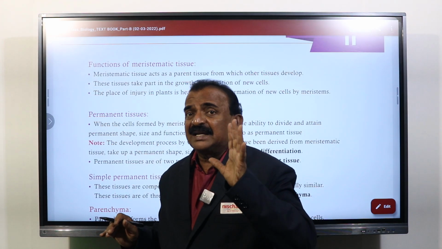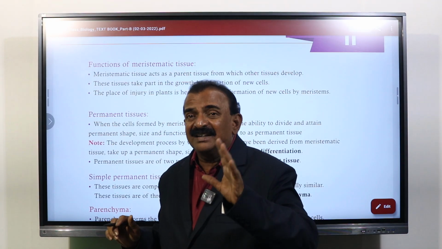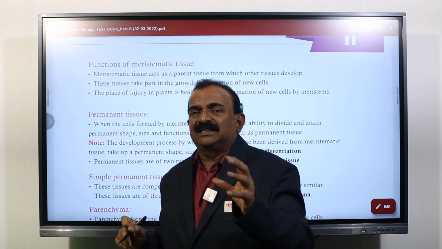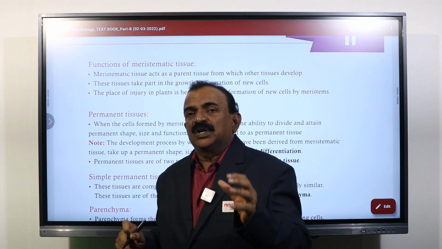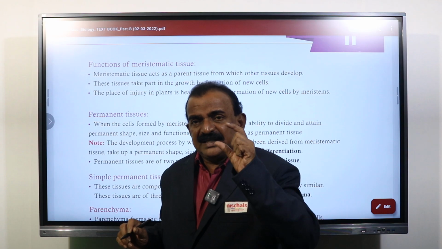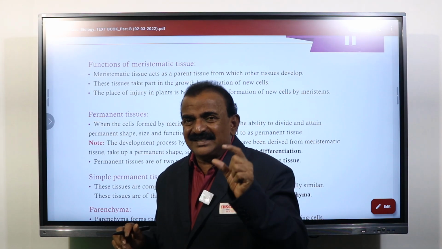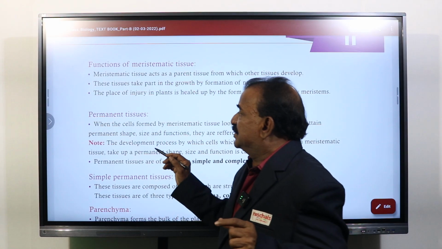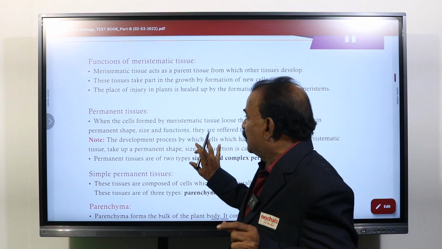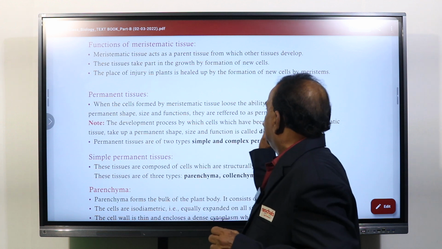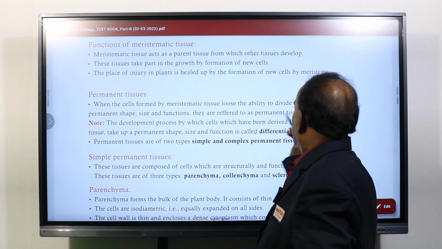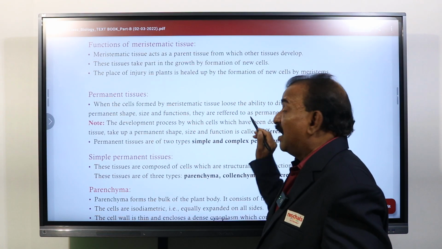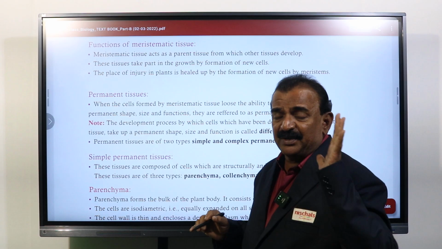Meristematic tissues are living tissue, and we see the presence of dense cytoplasm with a nucleus, and the cell wall is thin. Here a cellulose wall is present, but it is thin. When the cells formed from meristematic tissues lose the ability to divide and attain a permanent shape, size, and function, they are referred to as permanent tissues.